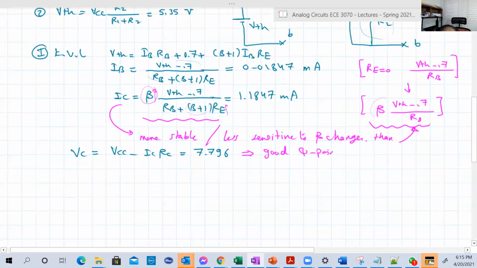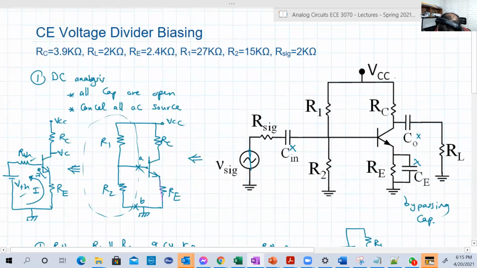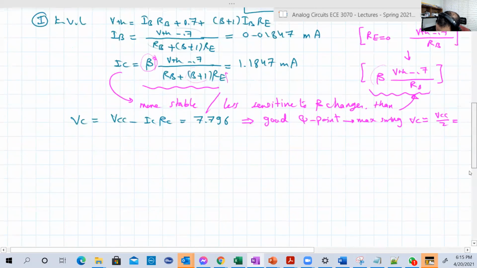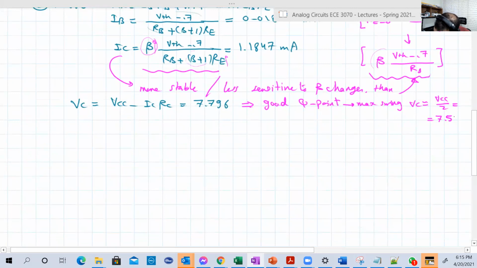Q point. Why? We said, when we just started exploring the applications of the transistor, that to get maximum swing it's good to have the Q point in the middle of the active region. So for the maximum swing, VC should be equal to VCC over 2, which is, VCC here is 15, by the way. It's not written, but it's 15. So 15 over 2 is equal to 7.5. Here we have 7.7, that's fine.